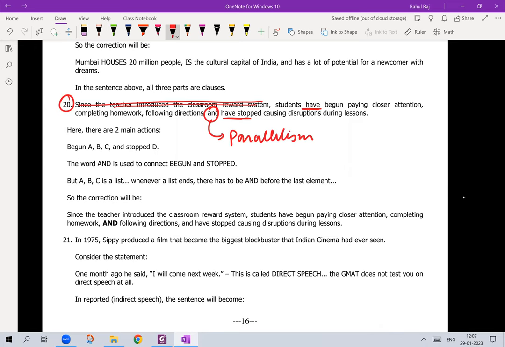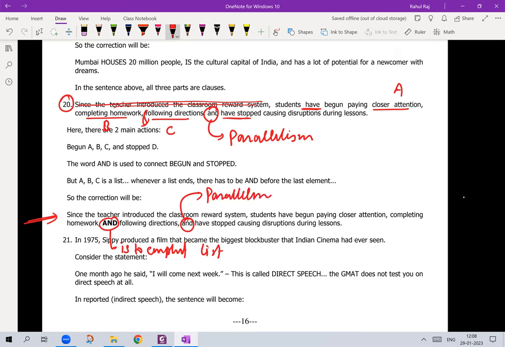But what this sentence is trying to say, while you are writing the first clause, students have begun paying, you are trying to introduce a sort of a list. Students have begun paying closer attention, that is A. Completing homework, that is B. Following direction, that is C. And students have stopped causing. Why is this 100% parallel? Students have started doing something, students have stopped causing something. But whenever you try and introduce a list into a statement, ensure that the last element of the list should 100% end with "and". So there should be an "and" over here also. Imagine this is the right statement. Please read this. This "and" is to complete the list. And this "and" is for parallelism.